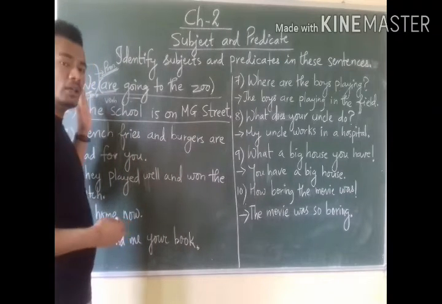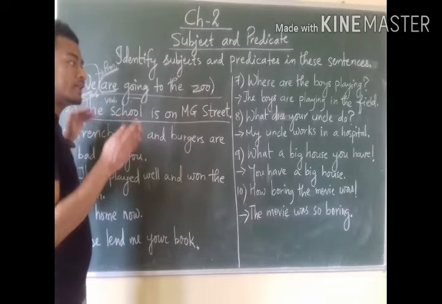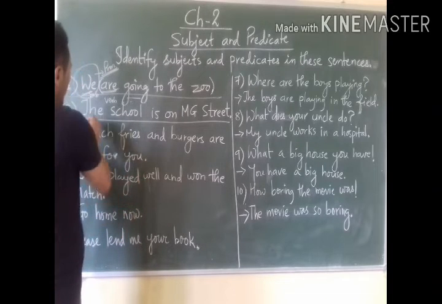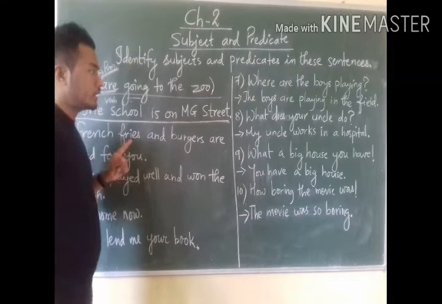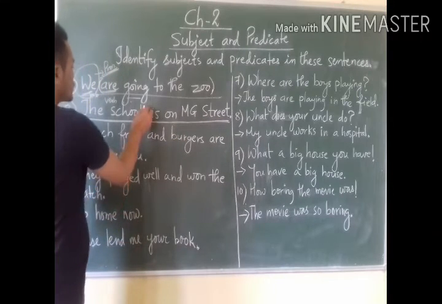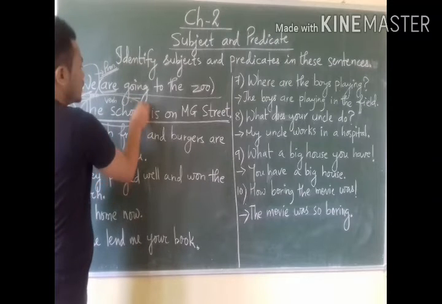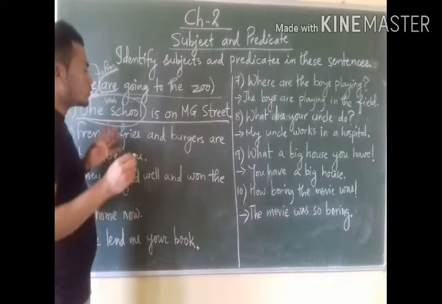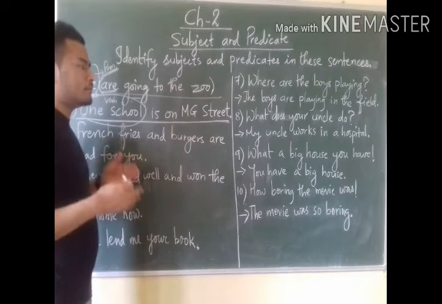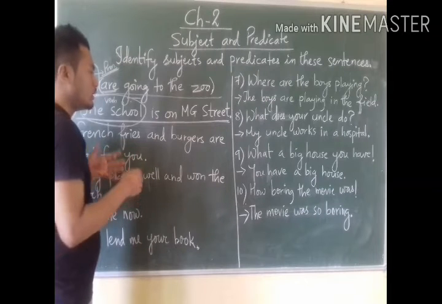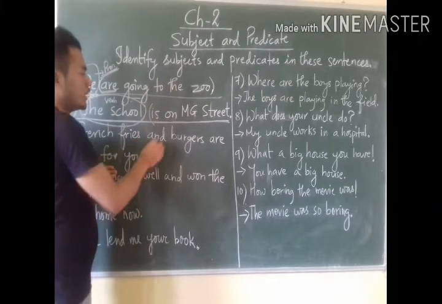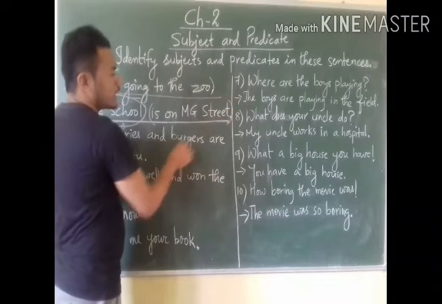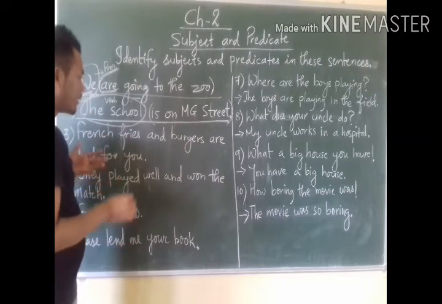Okay, but here we have only one word, that is a pronoun, a single pronoun as a subject. But when you come here, the school is on MG Street. The sentence is about the school. Okay, the school. And what is told about the school? Is on MG Street. So what is told about the school? Is on MG Street. So, is, this is the verb. So after the verb, the rest of the words are the predicate, part of the predicate.